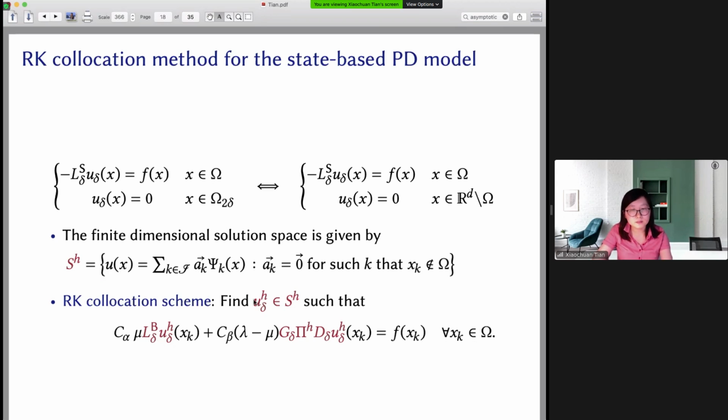But here, I want to mention that this is not simply by substituting this u with this u delta in this equation, because I insert a pi_h in between G delta and D delta. And the reason is that after we compute D delta u delta h, it's no longer in the space. And I want to map it back to a function that can be expressed by these basis functions. Then it's easier for me to evaluate G delta of those functions. So that's the method for the state-based model.